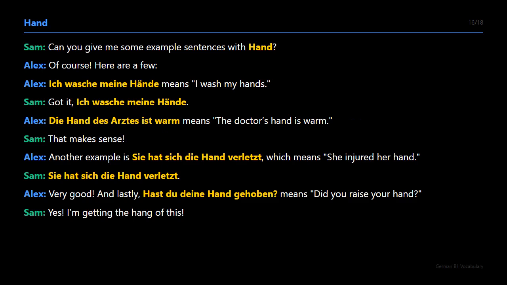That makes sense. Another example is, Sie hat sich die Hand verletzt, which means she injured her hand. Very good. And lastly, Hast du deine Hand gehoben? means did you raise your hand? Yes. I'm getting the hang of this.